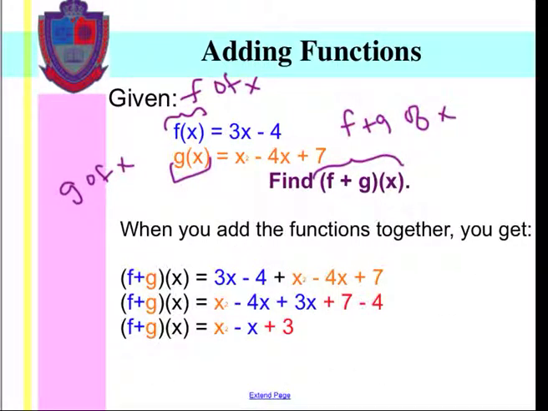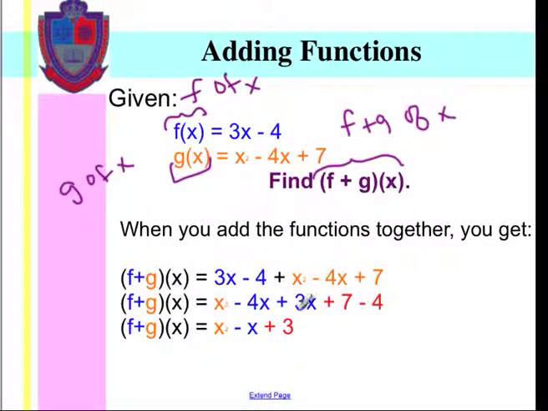Notice I color coded so that you can see f is 3x minus 4, in blue. And then g, which I'm adding, is in orange. When I combine these, my next step is to combine like terms. So x squared is by itself. Notice now I have 3x and minus 4x. It doesn't matter if I had plus 3x minus 4x. Remember, it's the same thing.